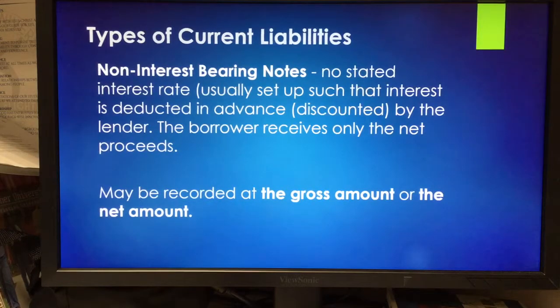We might also have non-interest bearing notes. That is, they're notes where there is no stated interest rate, usually set up such that interest is deducted in advance. That is, it's a discounted instrument. The borrower receives only the net proceeds. These may be recorded at the gross amount or the net amount.